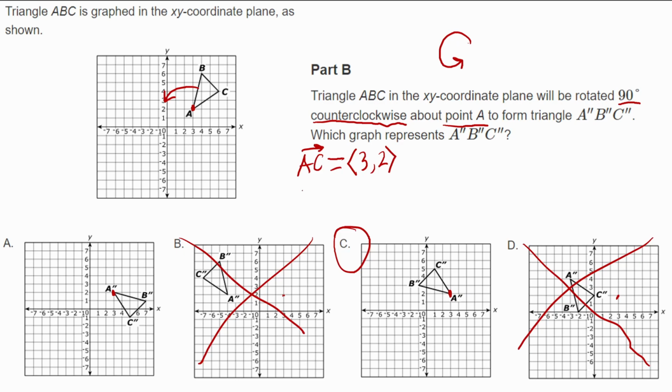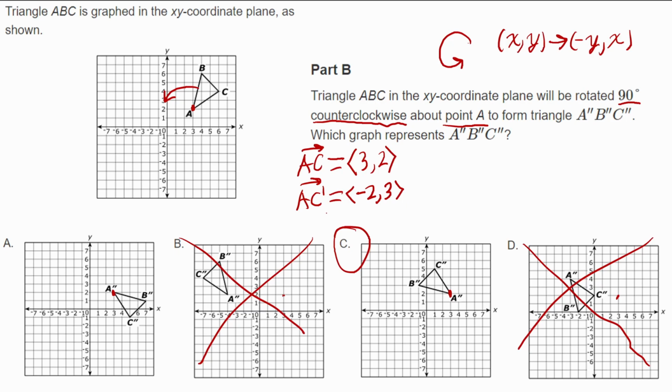So once we do that, if we want to find AC prime, we need to apply our rule to our vector. We apply our 90 degrees rotation rule: (x, y) becomes (opposite sign y, x). So if we do that, we bring our y up front. That's going to be negative 2, and we change its sign, and then we leave 3 in the back.